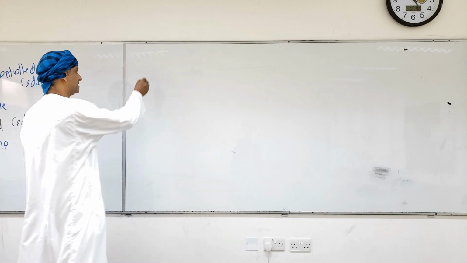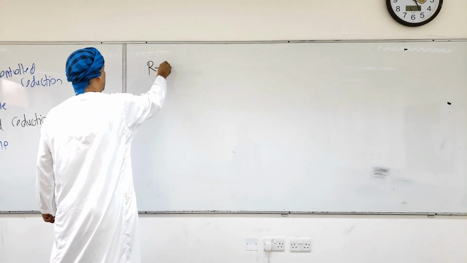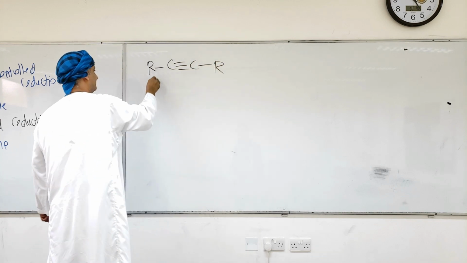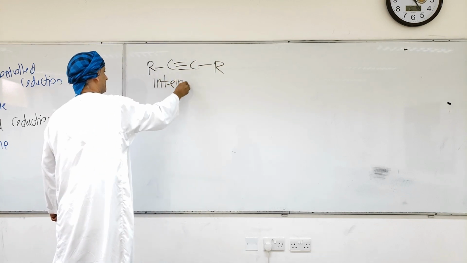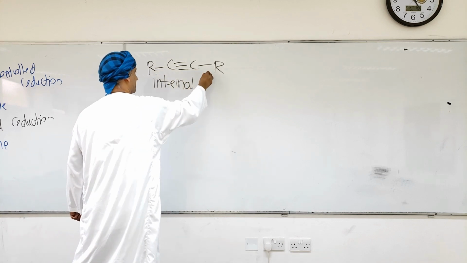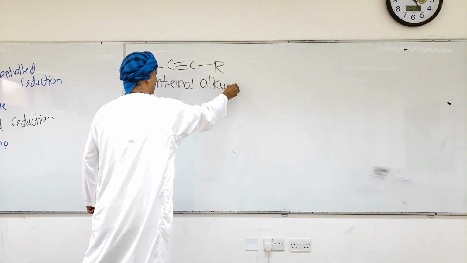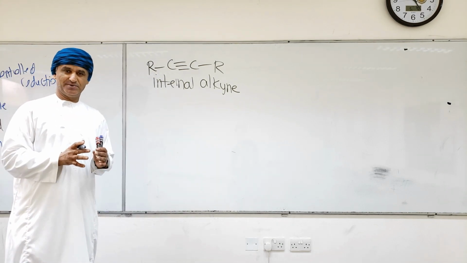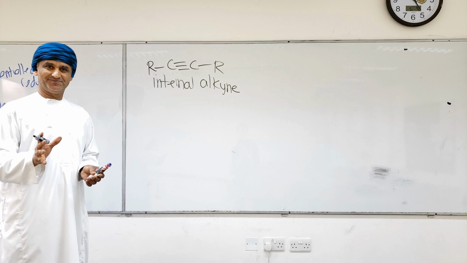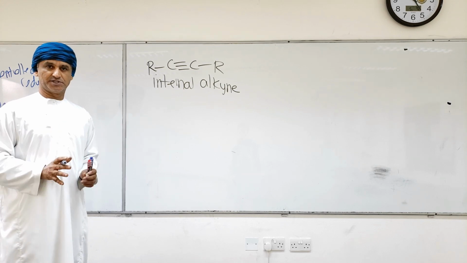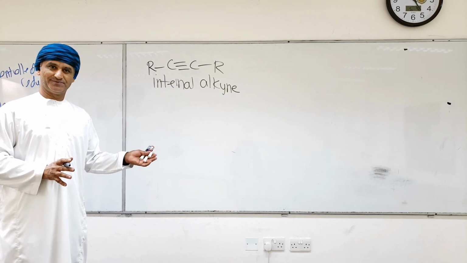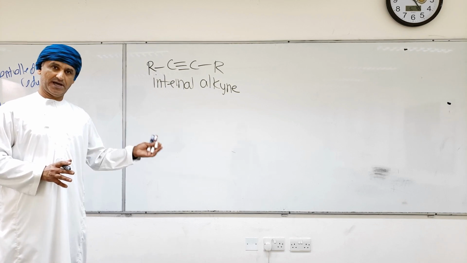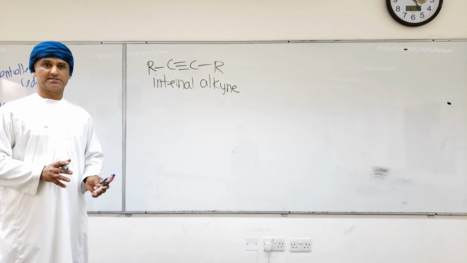This is the general structure of an internal alkyne. And as we learned before, reduction can be of two types: uncontrolled, using hydrogenation reaction conditions, or controlled, using an alkali metal in the presence of liquid ammonia, or hydrogenation using Lindlar's catalyst.